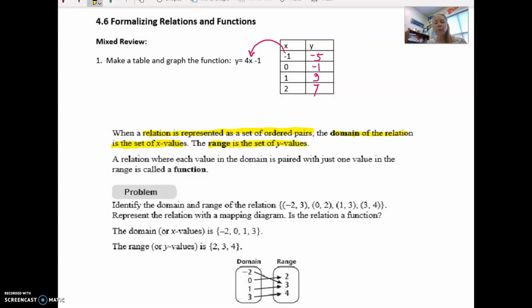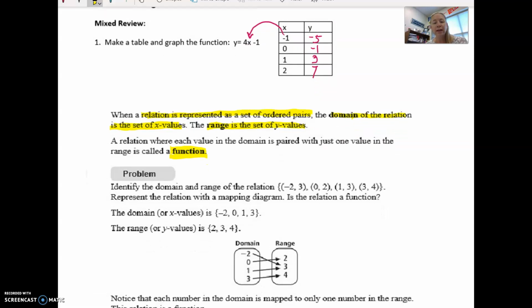You may have heard domain and range before, but I think it's a good review. If you haven't heard it before, then this is even better. So here we can see that a relation where each value in the domain is paired with just one value in the range is referred to as a function, which we've really already talked about. We've already talked about for every one input, there can only be one output. This is the same thing, just different wording.